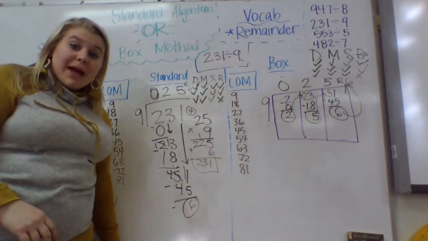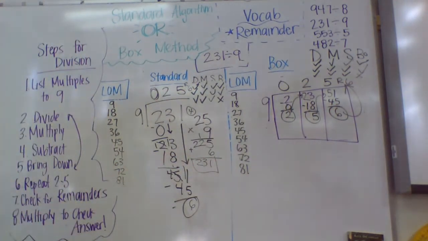25, remainder 6. If that is what you got when you worked the problem out, you did fantastic. If not, look and see if you can find where you made your error.